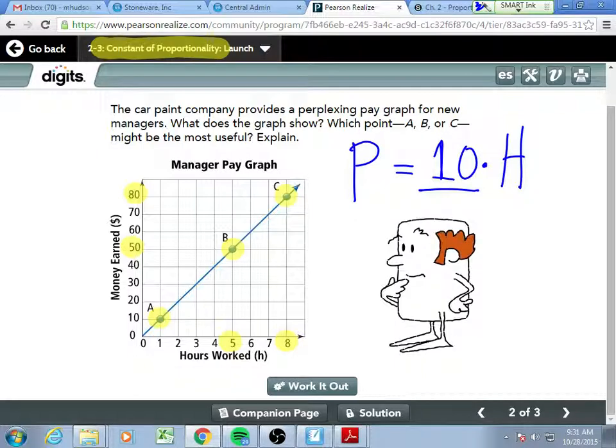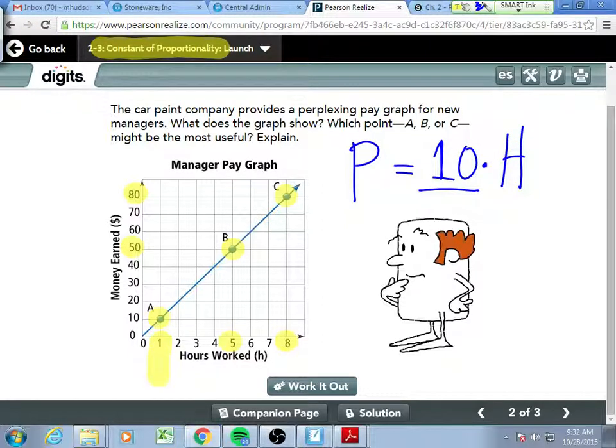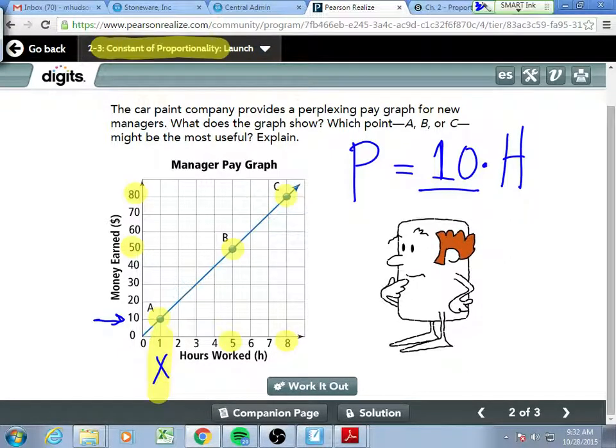Now, which of those points do you think was most useful? A, B, or C? Well, A. Why? Because it gives us a unit rate, so it tells us how much he's getting paid per hour. To find the constant of proportionality, look at what your x value of 1 is, and the y value is the constant of proportionality. So when x is 1, your y value tells you that constant of proportionality. Does that make sense?